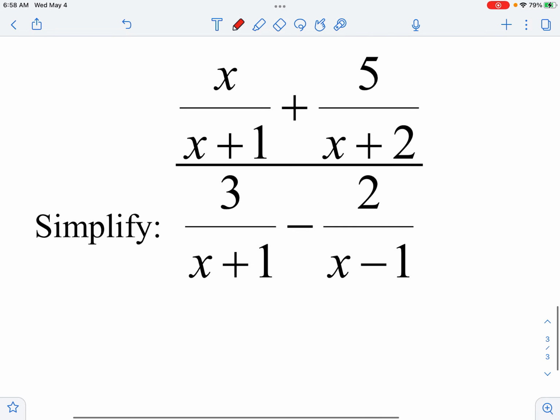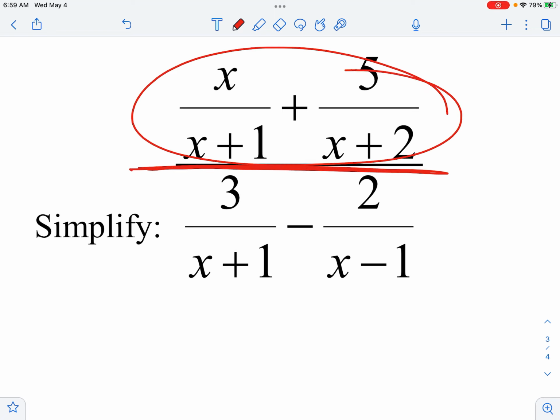All right, one last problem here. If you look at this, this is called a compound fraction. That's when you have fractions inside of fractions, okay? So it's very daunting looking at first, but what I like to do is pretend that it doesn't look like that. So here you have this numerator and this denominator here.